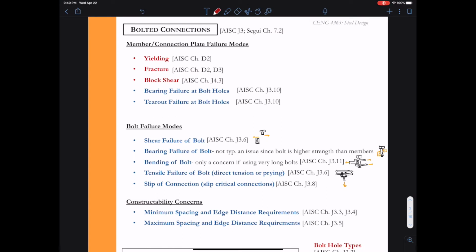All right, recapping our failure modes for bolted connections, we need to have all the member connection plate failure modes. So that's going to include yielding, fracture, and block shear that we already have learned about for tension members. It's also going to include the tear-out failure and the bearing failure at the bolt holes. So those affect the strength of the base member or the connection plate.